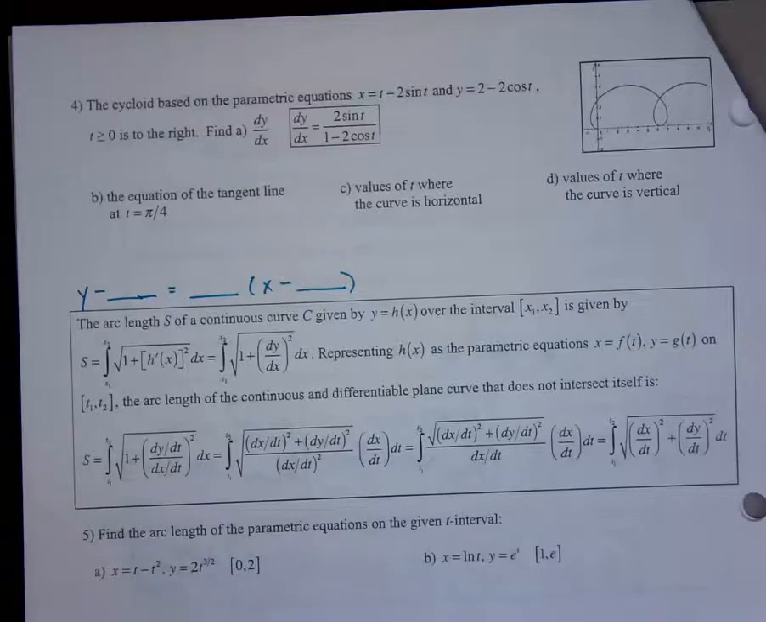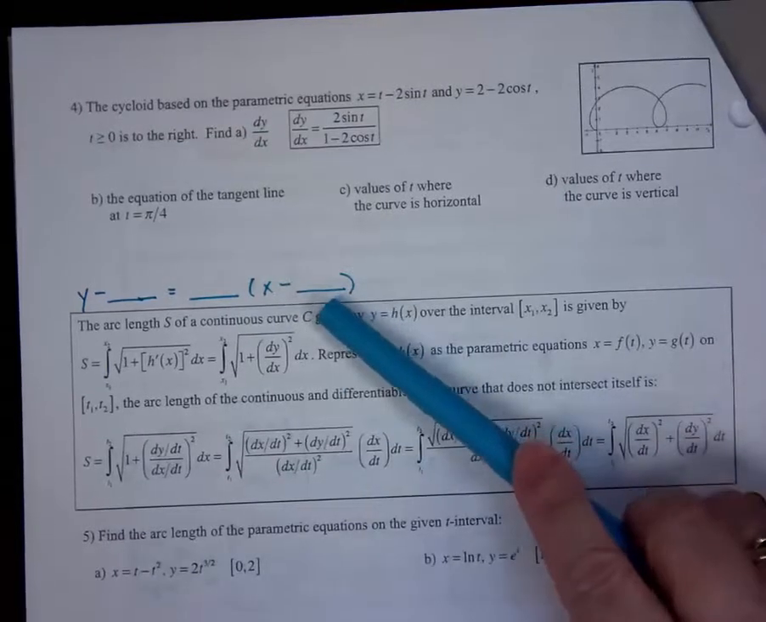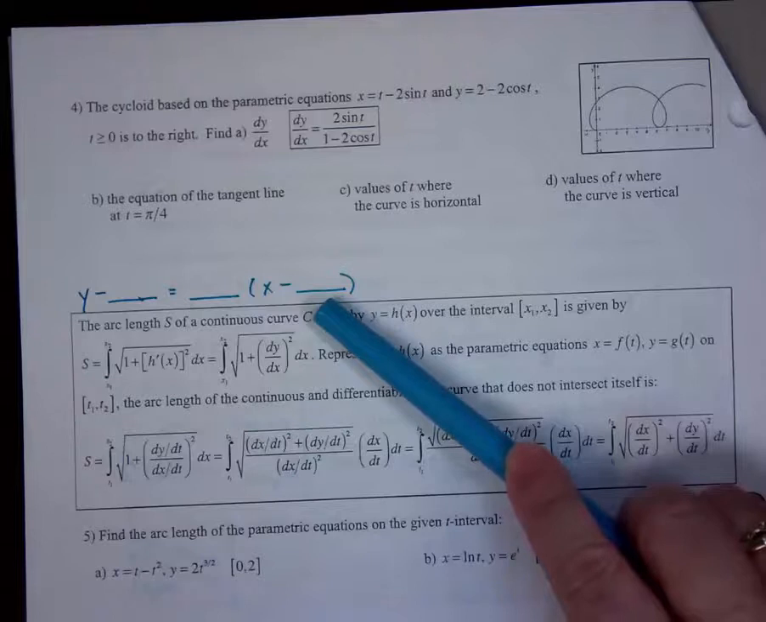Okay, so we have the equation of the tangent line at t equals pi over 4. Well, do any of those blanks require a t? No. So the t is there. It's going to help us find everything, but it doesn't go anywhere in the equation. So let's start where we usually start, which is back here. What goes in this blank here? An x value, okay?